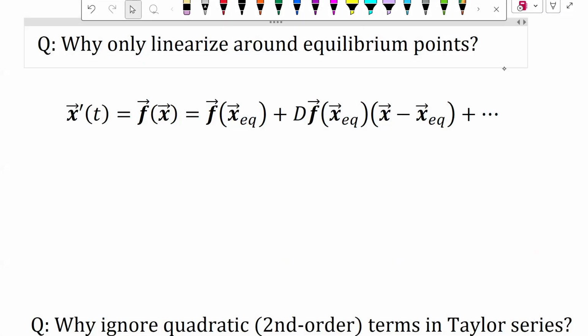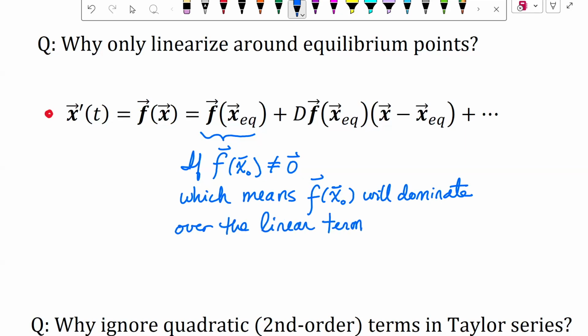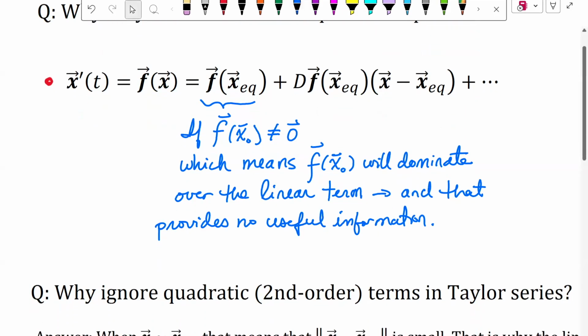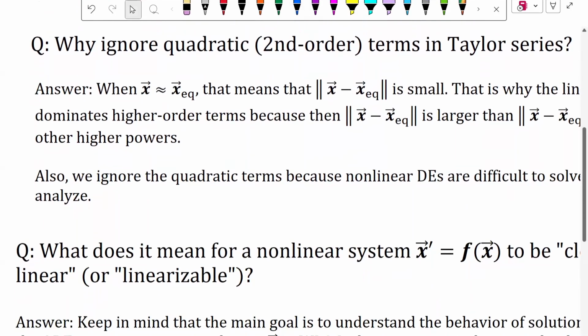Why do we linearize only around the equilibrium points? Well, again, here we have our Taylor series expansion, and we note that if our x is not an equilibrium point, then this value, f of that x, is not going to be 0. And if f at that x is non-zero, that means this term is going to dominate over the linear term. So now it's clear why we need the first term to be 0, but why do we ignore the quadratic or the second order terms in the Taylor series?